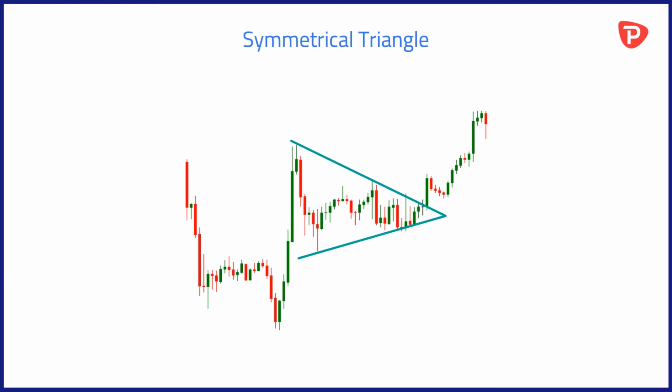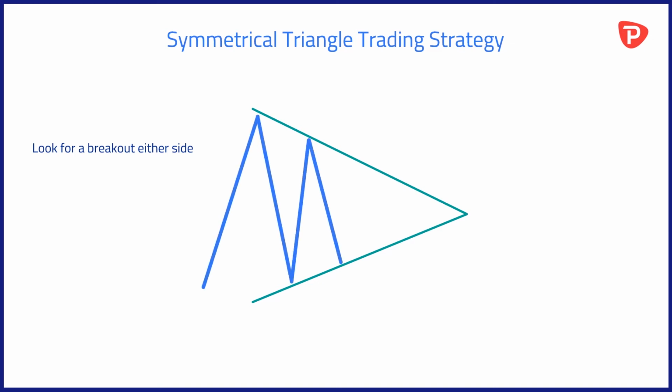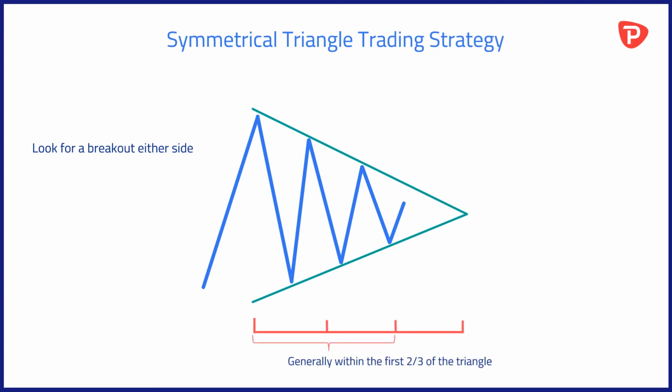Let's now take a look at a trading strategy where we can trade a symmetrical triangle long. The example that we see on the screen explains a trading strategy that can be applied to a symmetrical triangle pattern breaking the upper boundary. As we can see, price is bouncing from one end of the triangle to the other, finding resistance and support on each triangle line. When a symmetrical triangle pattern is identified, you will be on the lookout for a breakout on either side, and generally, the breakout will happen 2/3 of the way through the triangle pattern.